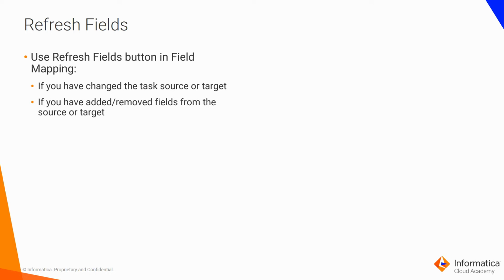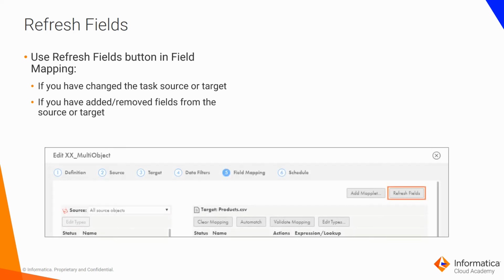We always like to bring this to people's attention because it is something that happens quite frequently. You should always make sure that you refresh fields in step 5 of the wizard. This will ensure that you have the latest metadata for the fields from the connection and the object. In some cases, you may need to clear the mapping to remove references to old fields. Finally, always be sure to validate the mapping.